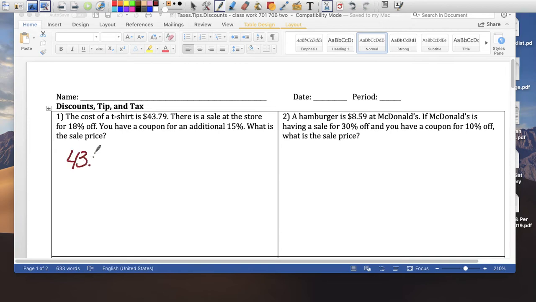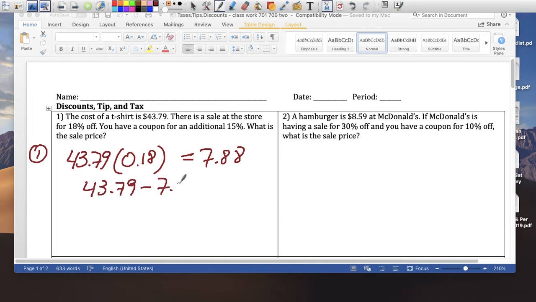So I'm going to do discount 1 times 0.18, and if you do that, 43.79 times 0.18, your discount is going to be, rounded, 7.88. Now, we obviously have to subtract 7.88. So 43.79 minus 7.88 is going to give us a price of 31.91. So that's your first discount, and it just lowered your price to this.